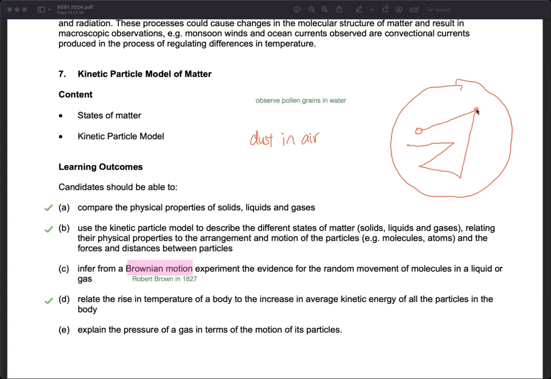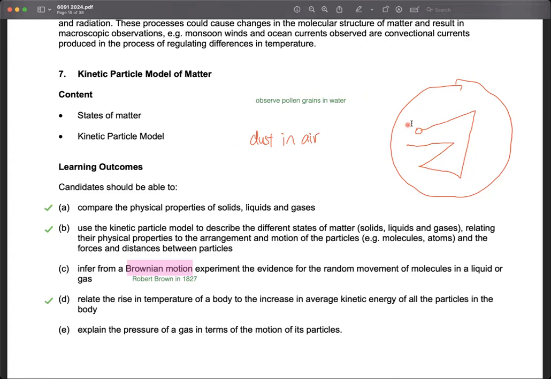Okay, so Brownian motion shows that water is made up of particles. That is what Brownian motion actually discovered, or proved: that water is made up of many, many particles. So when the pollen grain or the dust is moving, it actually hits the particles of, in this case, water. Therefore it changes direction. Then when it changes direction again, why? Because it hit another particle of water. So it keeps on changing direction because it keeps on hitting the particles of water or the particles of air.